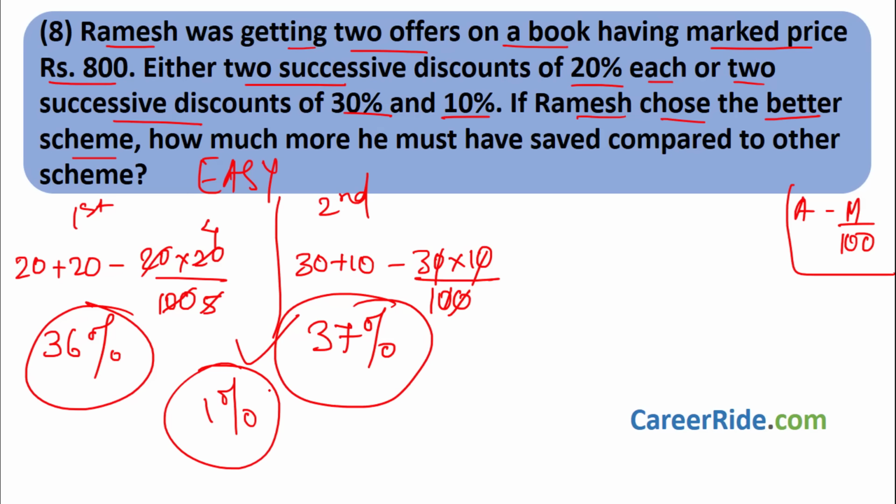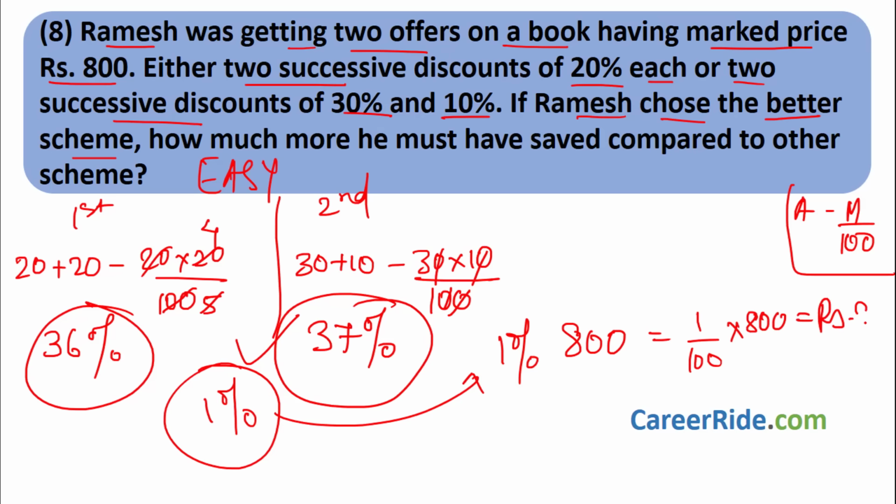Now the 1% which is there has to be calculated in terms of rupees. So that 1% saving is nothing but 1% of 800 rupees. That would be equal to 1 upon 100 into 800 equals rupees 8. So Ramesh saves rupees 8 more while choosing the better scheme. See how easy it was using the simple formula.